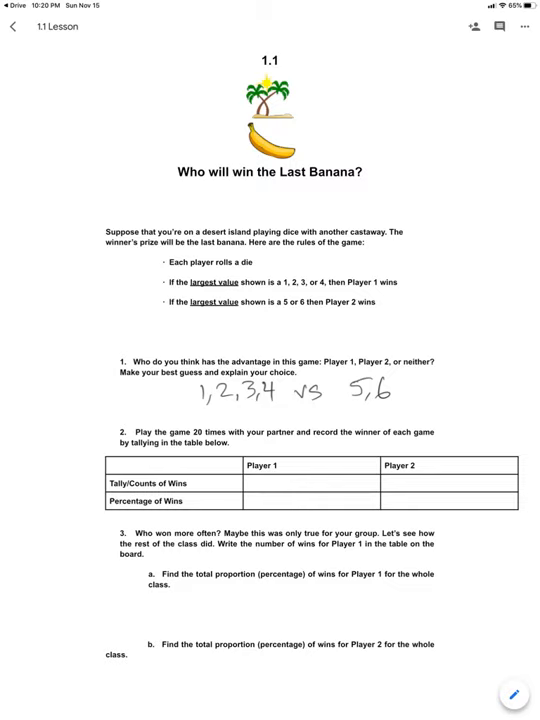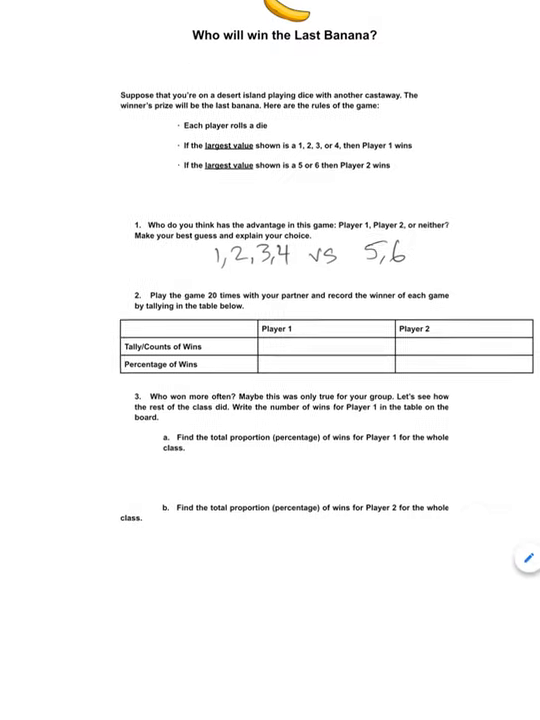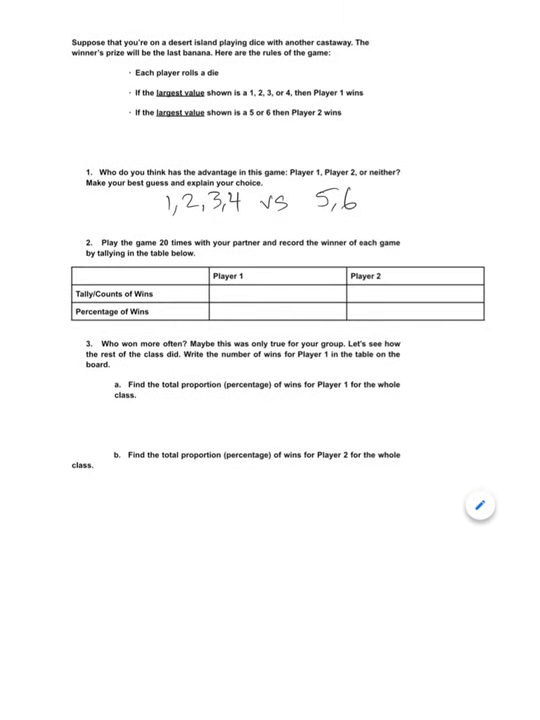So you're supposed to roll a die 20 times with your partner and record the winner of each game by tallying the table below. You can do this if you want. I understand if you don't have any dice, that's okay. We're going to go on and teach you what you need, and then tomorrow I'm going to give you an assignment that's a lot like this. Okay? So, let's see here. Play the game.